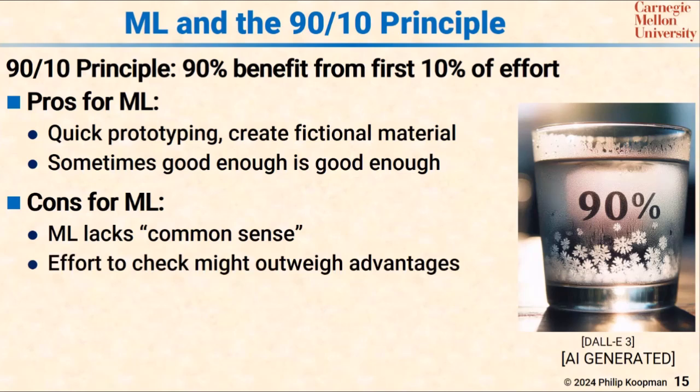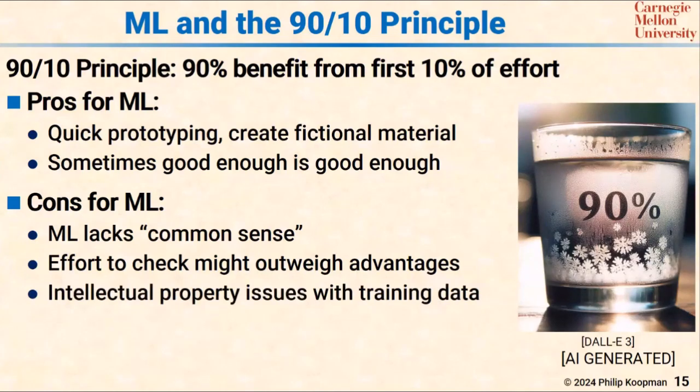The effort to check the outputs may outweigh the advantages. So if you have a model writing drafts, sometimes fixing a draft is more expensive than writing one from scratch. It depends. There's a sweet spot there, but you have to pay attention to make sure you're not doing more work to clean up the mess. For sure, there's a sweet spot. That's a risk that can be a real problem.